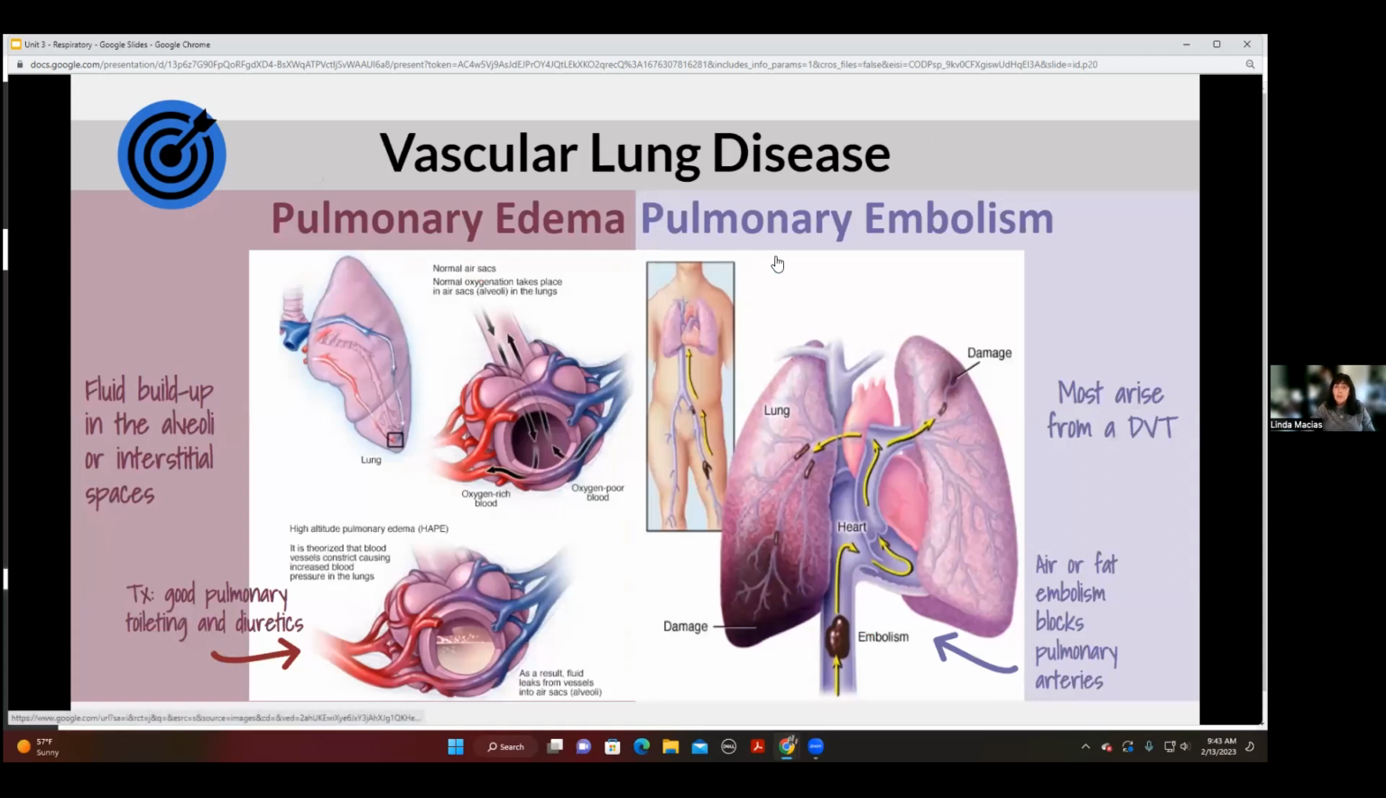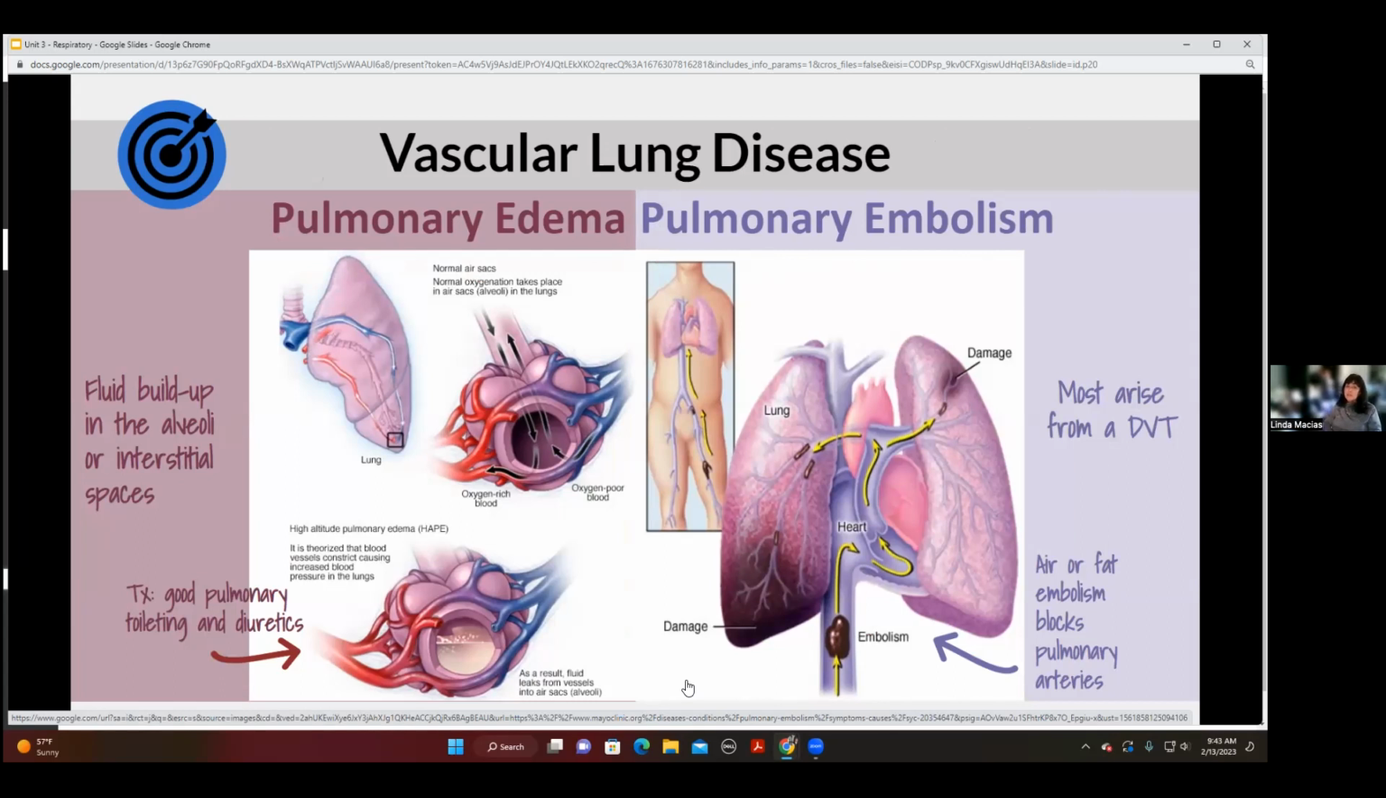Pulmonary edema, you've got your embolisms. So for the pulmonary edema, a lot of the treatments would be medications and then respiratory treatments. For an embolism that's blocking, they may have to get on a heparin drip. They have to have surgical procedures. There's a lot of different things that are done.